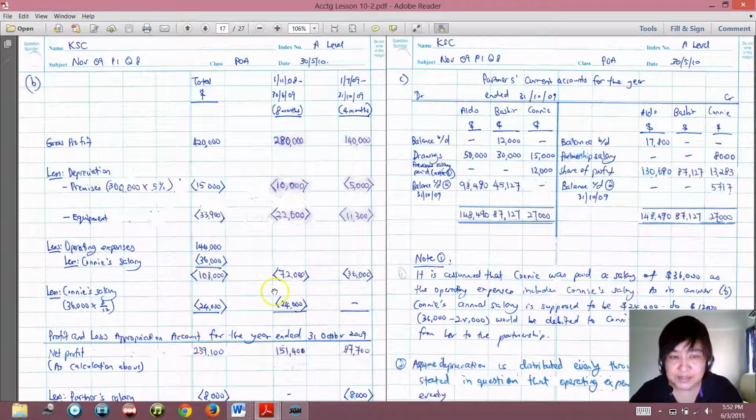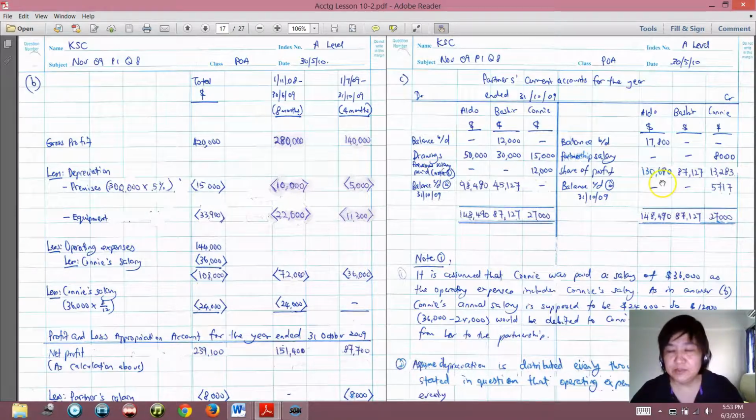Her employee salary is supposed to be only 24,000, but we assume that we have paid her 36,000 as an employee salary. So that means we have overpaid Connie by 36,000 minus 24,000, which is 12,000. Since we have overpaid her, we take back from Connie. So this is an assumption note that I've put here, that it is assumed we have paid Connie 36,000 as an employee salary, because the question is not clear, so I'm clarifying in my notes. We should deduct back from Connie 12,000 because we have overpaid her.